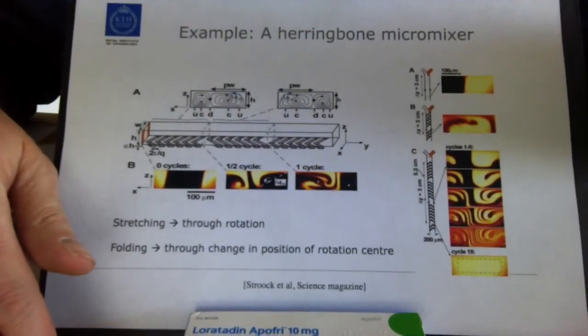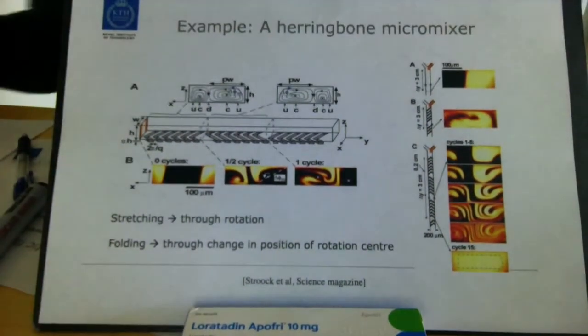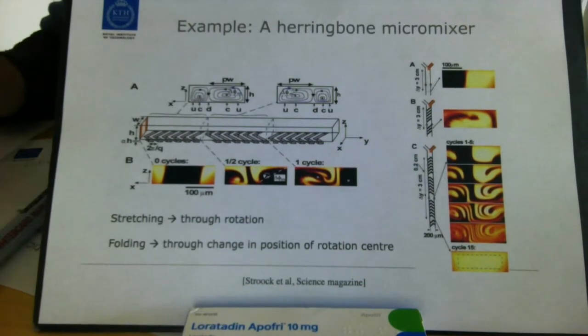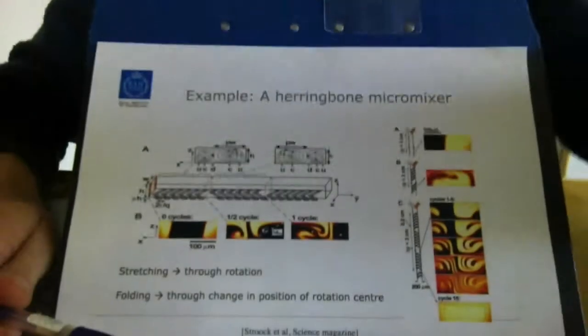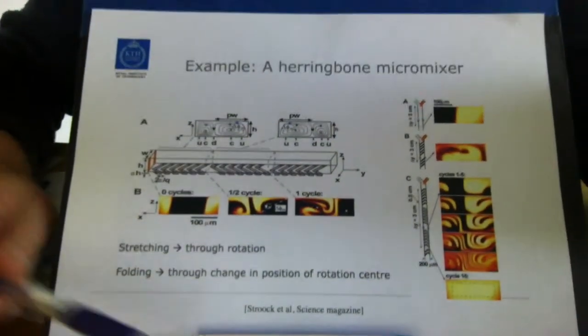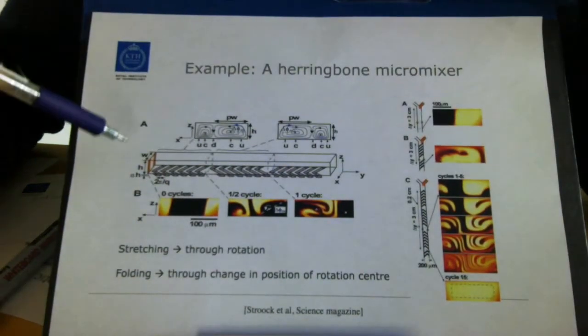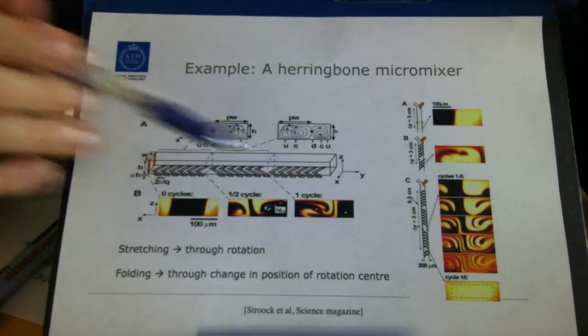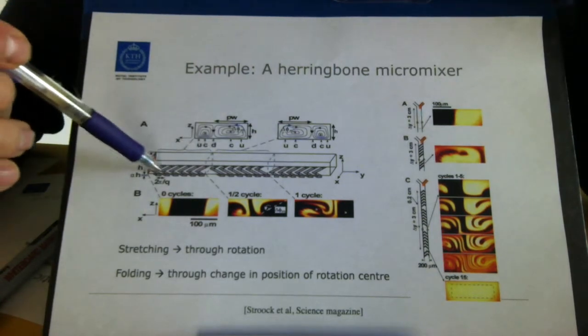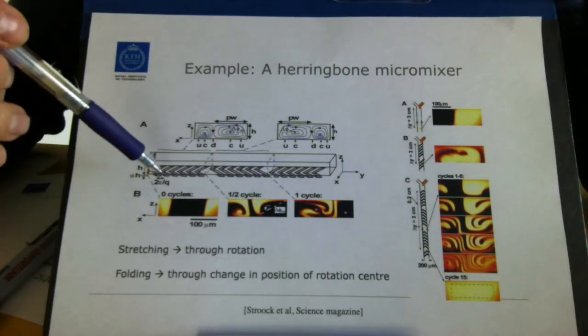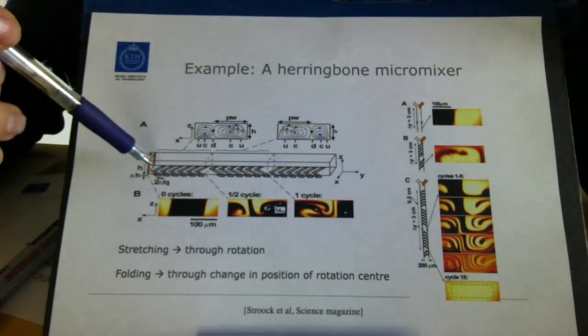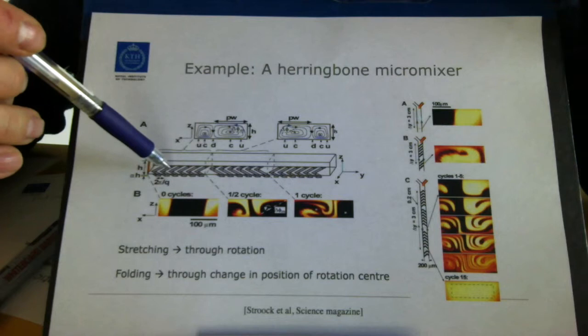Another example of a mixer is a famous one, the herringbone mixer. And this mixer employs really the stretch and fold strategy. Now let me explain how that works. So the mixer consists of a channel. You can see that channel. And in the bottom of the channel there are V grooves. And the V grooves are not symmetric.